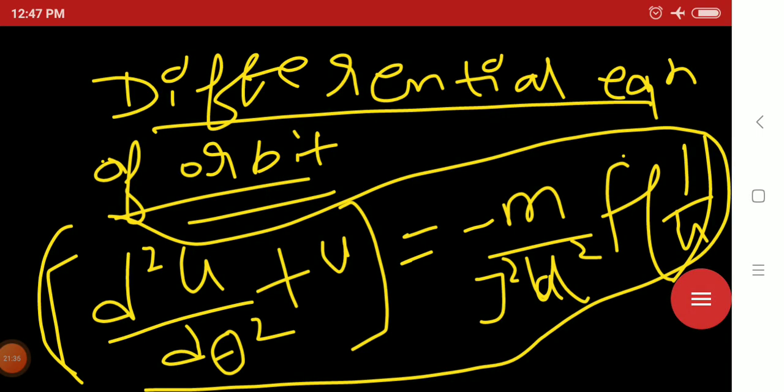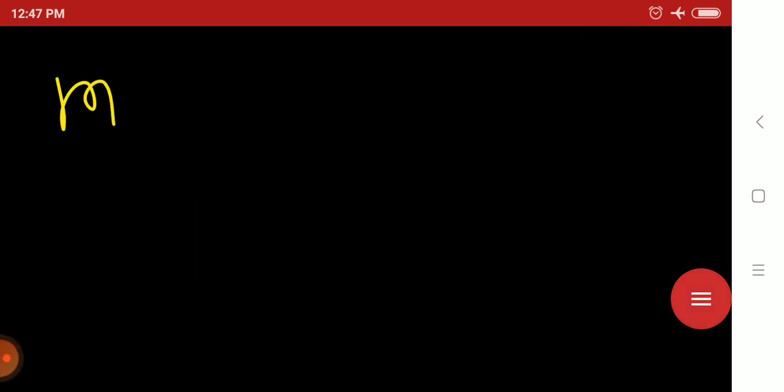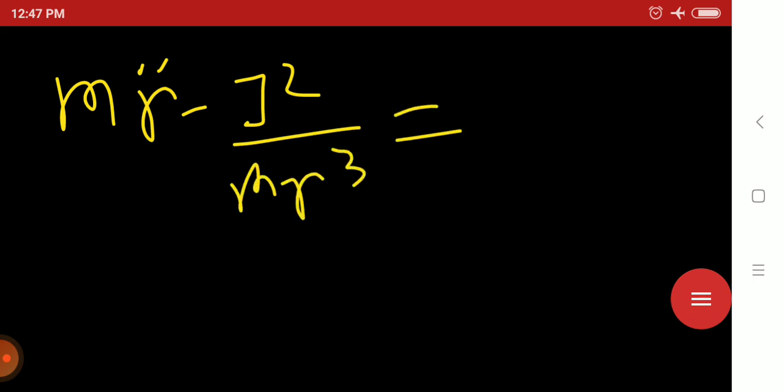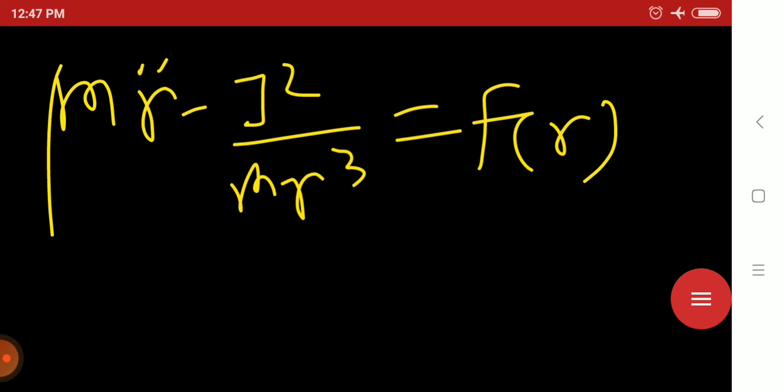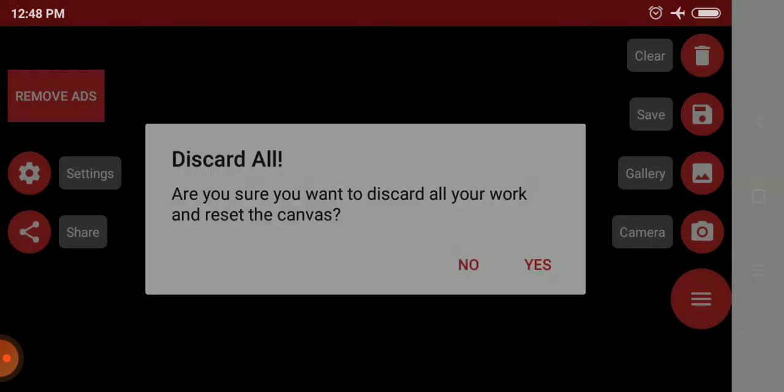For your convenience, I am deriving how we got the differential equation of orbit. Firstly, I have taken mr double dot minus j square by mr cube equals f of r. I am deriving it because otherwise you will not understand how it is coming. This is one of the equations of motion of a particle of mass m under central force. So how can r dot be written? R dot means dr by dt.